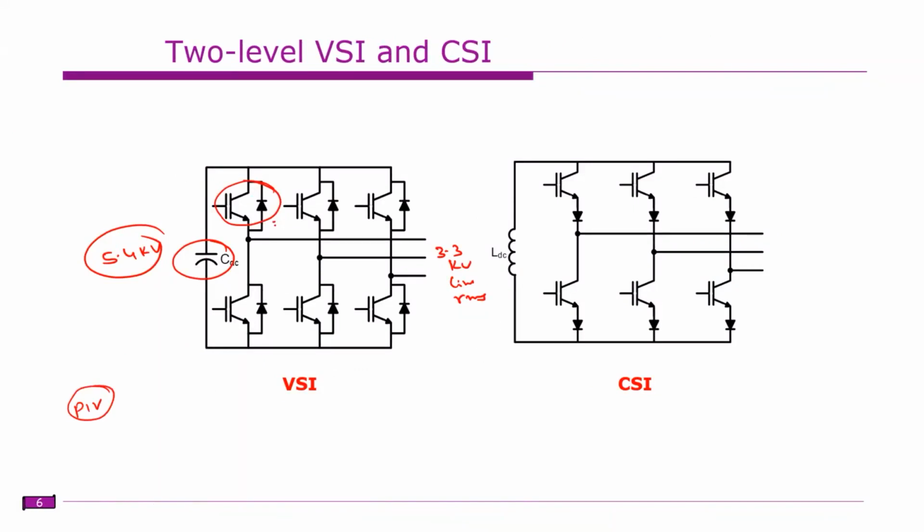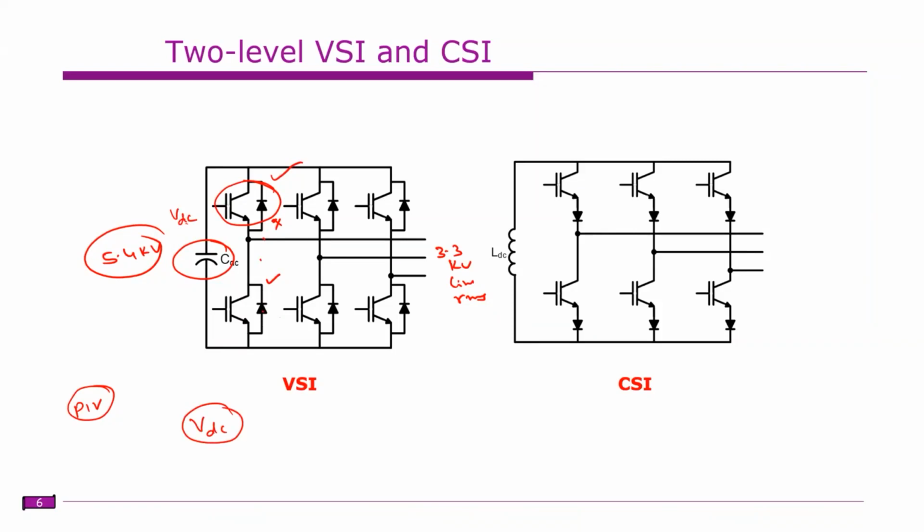For this particular leg, these two switches are complementary. If this switch is off and this switch is on, what is the voltage across the off switch? Let us assume that the DC voltage is VDC. So the voltage across this particular switch is VDC. That is how the blocking voltage is measured.